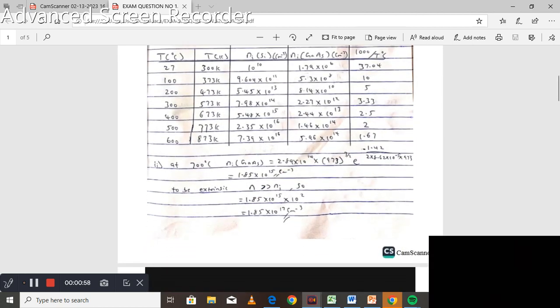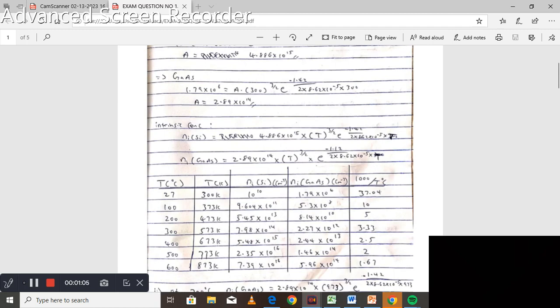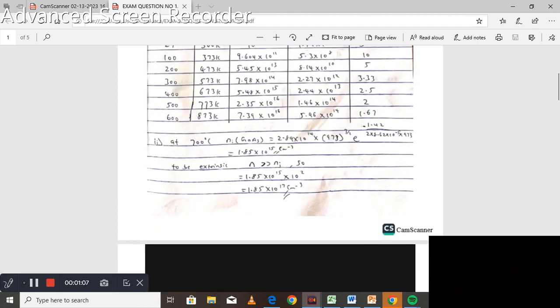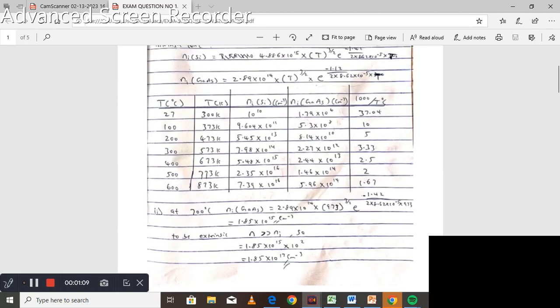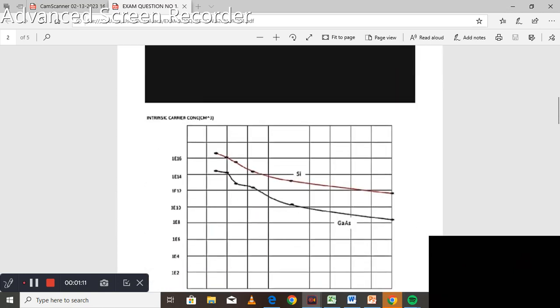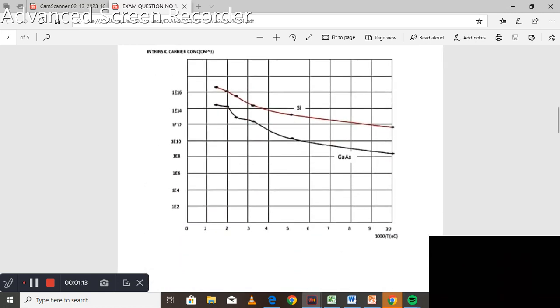So for 100 degrees Celsius, we have 373 Kelvin. We have this carrier concentration, using this equation to derive it. So then after that, I plotted my graph.